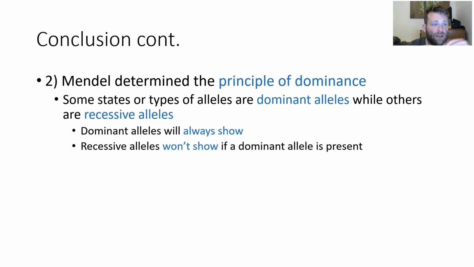If you have a recessive allele, that means you will not express it. It will not be seen as a physical trait unless it's the only kind that you have. So if you have one dominant and one recessive, you're going to express the dominant. But if you have only recessive alleles, you're only going to express the recessive characteristic.